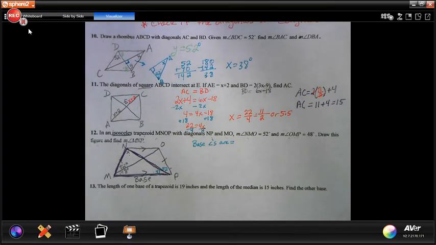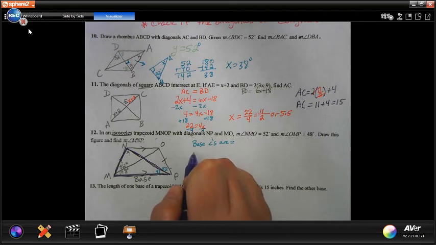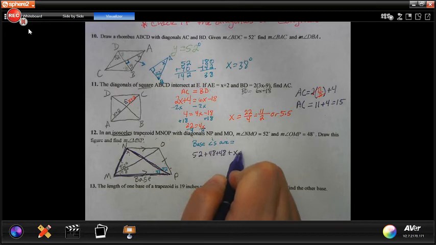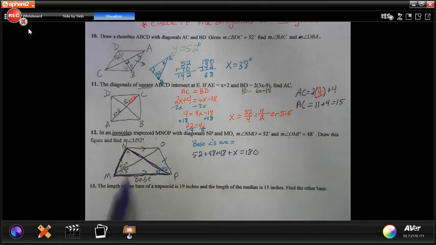Even though we have an isosceles trapezoid, we use the isosceles trapezoid information to figure out that these two angles are 52 and 48. Just the same way it's marked here, it would be marked here the same. Then X helps us find our triangle, and we know the angles of a triangle add up to 180. So we have 52 plus 48 plus 48 plus X equals 180.